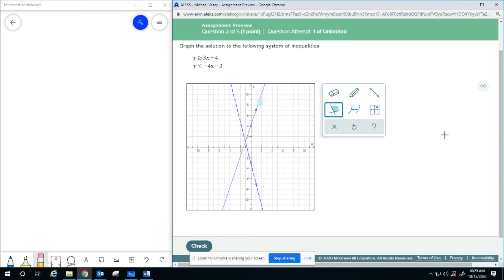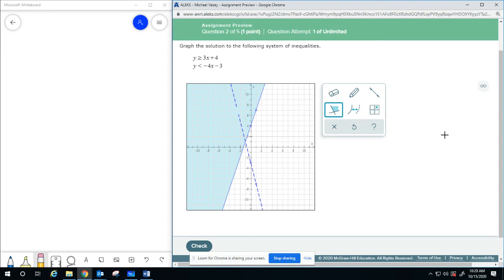Looking at the first line we drew, the solid line, we have a greater than symbol, which means we need to be above it. So we need to be in either this section or this section, because those 2 sections are above the solid line.